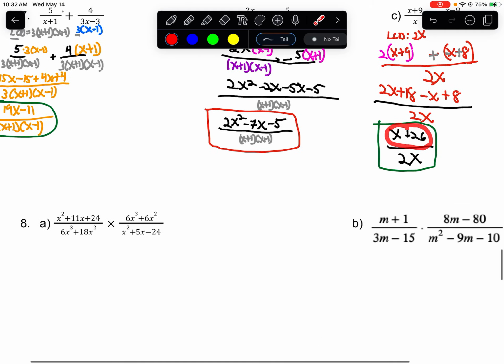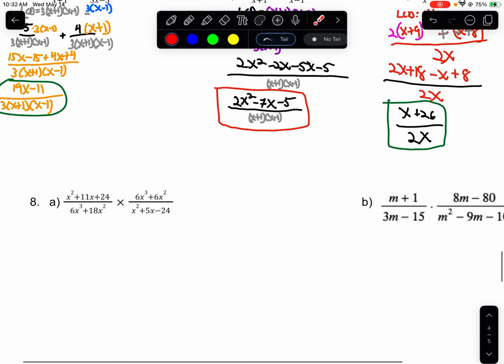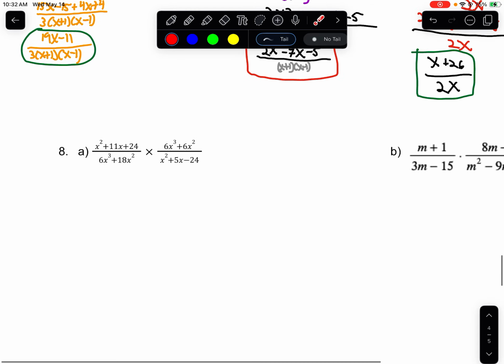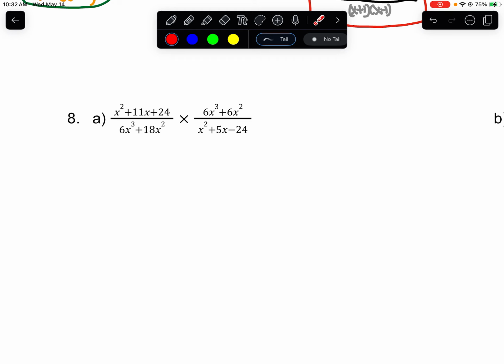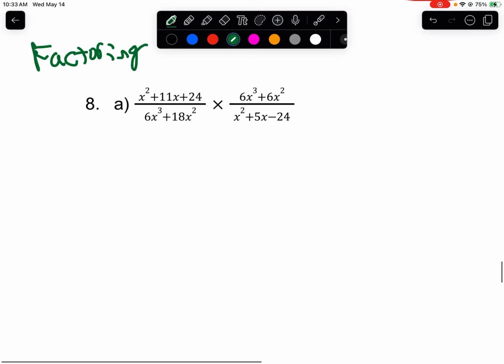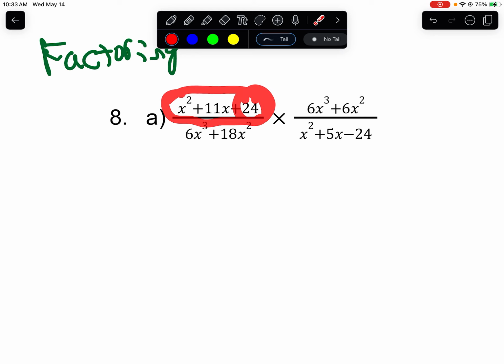All right. Now, 8 is the last one I'm going to do because my class is going to come in. I'll have to make my third video later. On 8, it's kind of crazy. You guys factor everything. Remember, factoring is the key. So we're going to factor everything. So looking at this top piece, it's a quadratic. What multiplies to 24 adds up to 11? Well, that's going to be 8 and 3.